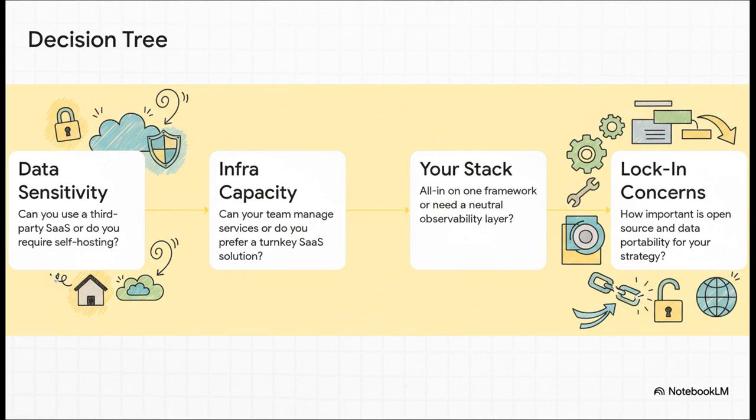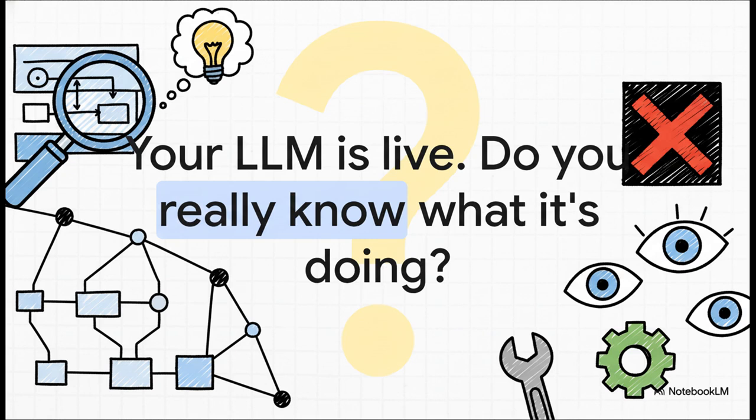First, data sensitivity. Are you okay sending your traces to a third-party cloud? Or do you have strict requirements that mean you have to self-host? Second, infrastructure. Do you have a team that can manage these services? Or would you rather just pay for a turnkey SaaS solution? Third, your stack. Are you all in on the LangChain ecosystem? Or do you use a mix of frameworks and need something that's more neutral? And finally, fourth, lock-in. How important are open source and being able to move your data for your long-term strategy? Go through those questions, and the right choice for your team should become pretty clear.